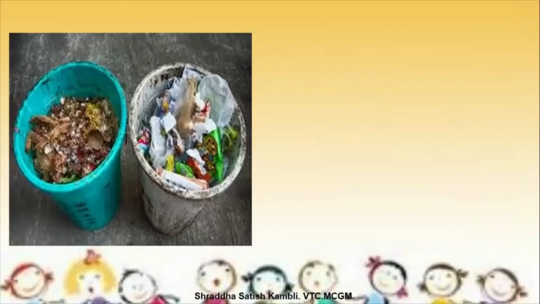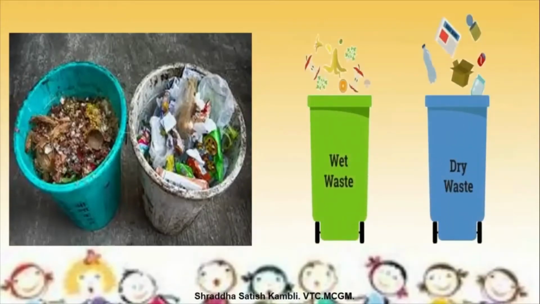Then, what about this garbage? I told you last time that when there is garbage in the house, you should always try to separate the garbage. So when there is wet garbage, you put it in a different bin. When there is dry garbage, you put it in a different bin. So you can see here the actual photos of two dustbins.